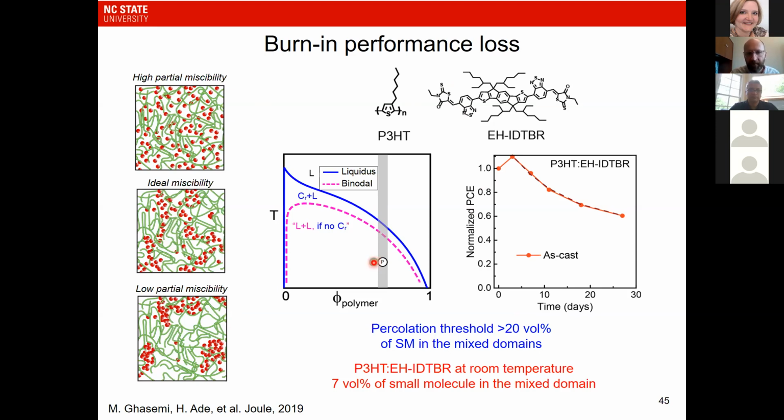And over time, it's not in equilibrium. So the small molecules will want to diffuse out, and so they diffuse out, trying to approach this binodal. And the performance actually goes up as it passes this percolation threshold, which would be sort of the ideal morphology. But then it keeps on going and it degrades. And that's not good. That ends up being this sort of failure of your device, even in the dark.